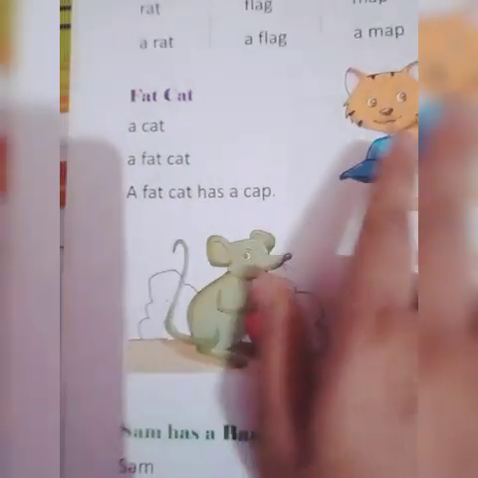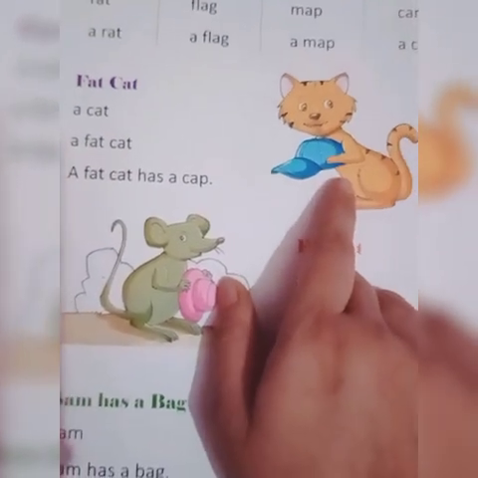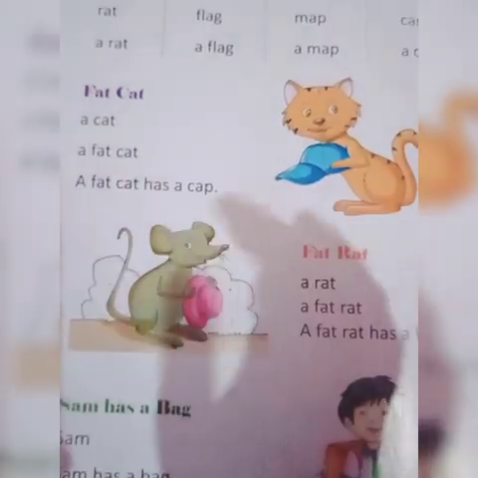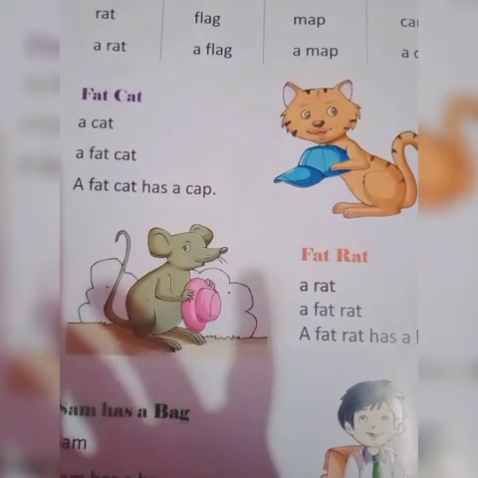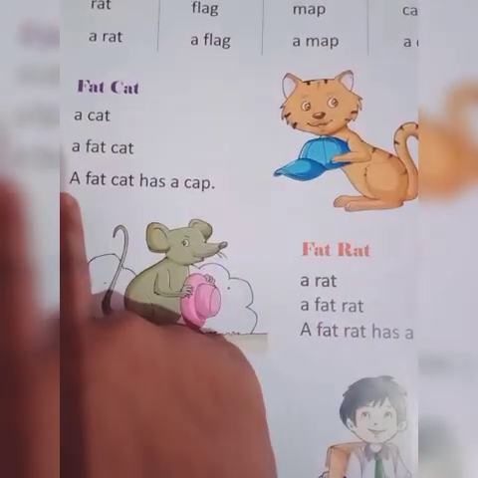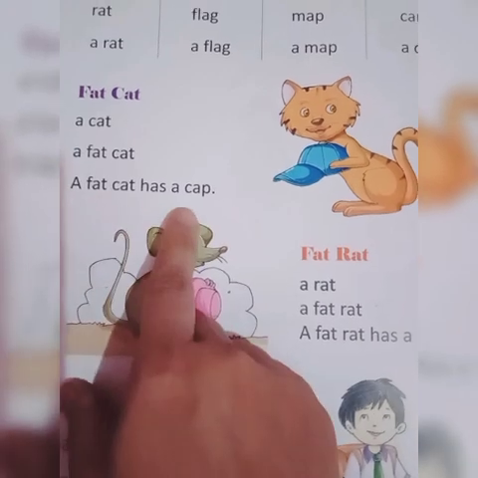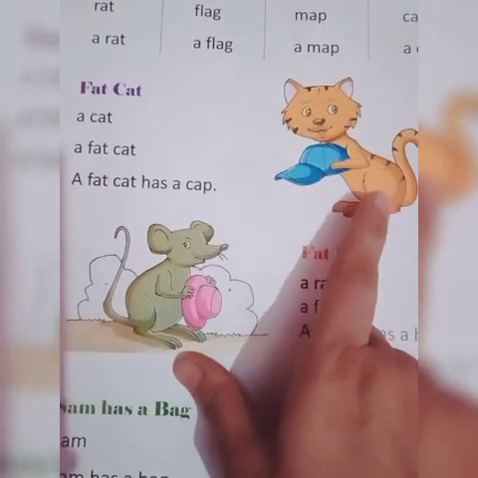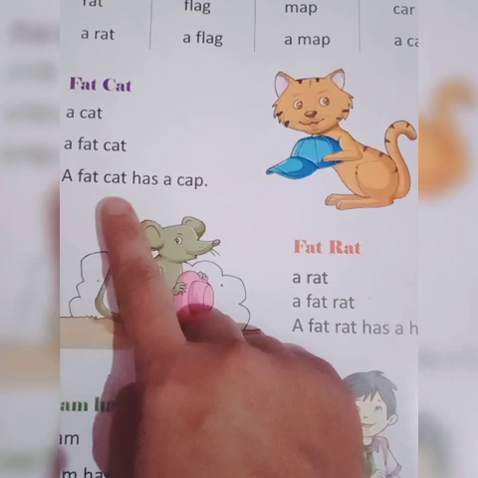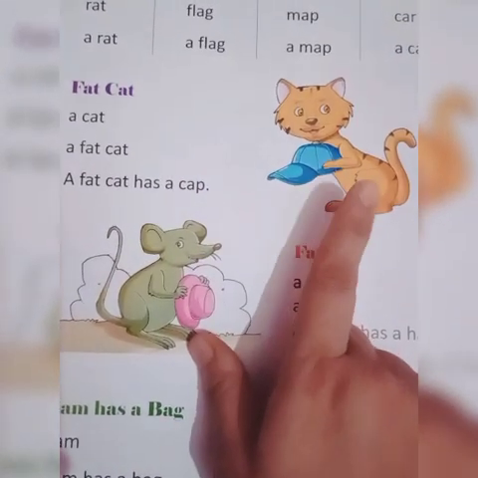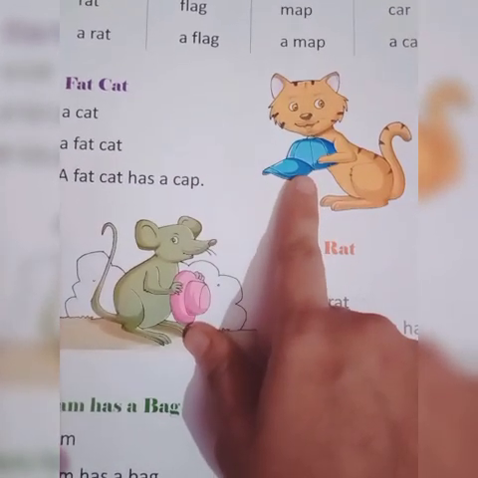A cat, yeh ek cat hai. A fat cat, yeh ek moti cat hai. A fat cat has a cap. Ek moti cat ke paas, ek moti billi ke paas, ek cap hai. Dekhiye.